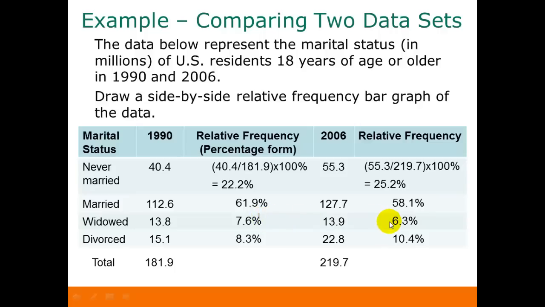Remember, if we looked at the regular frequencies, it looked like widowed had increased slightly from 1990 to 2006, which it did in actual count, but in percentage, it actually decreased from 7.6% down to 6.3%. The same thing is true of the married category, because in actual numbers, the frequency increased from 112.6 million to 127.7 million, but the percentage of the total decreased from 61.9% down to 58.1%.